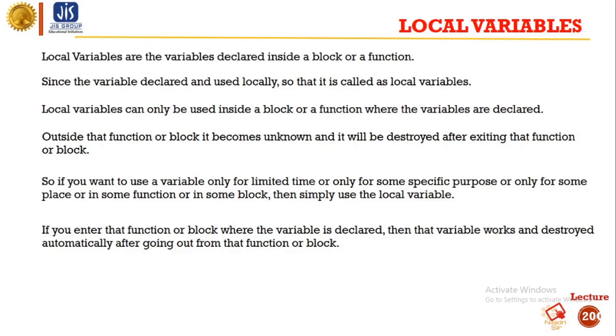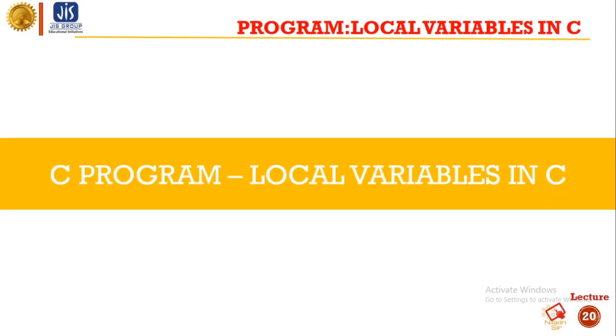So if we enter that function or block where the variable is declared, then that variable works and is destroyed automatically after going out from that function or block. So now we'll do a C program where we have used local variables. In this program we will show you how to declare local variables, or which variables are defined as local variables. So let's do the C program.